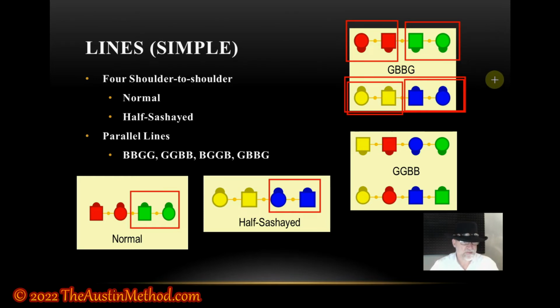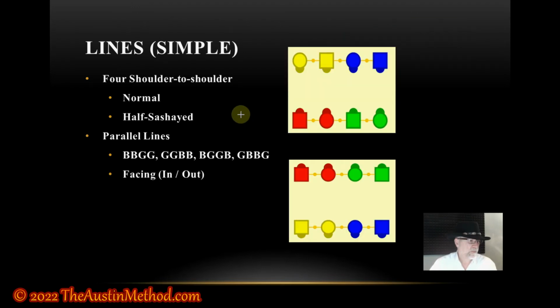Again, it doesn't matter what direction they're facing. And then we have girl, girl, boy, boy lines, which are made up of same-sex couples. So again, with simple lines, we have normal and half sashayed. These are all normal lines. And we have parallel lines.